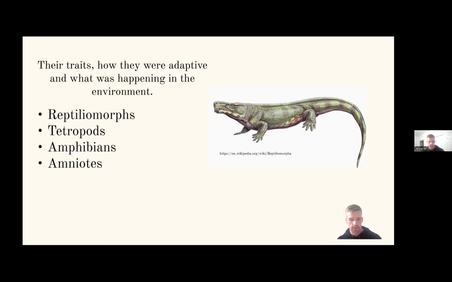So tetrapods, I've already been talking about those. These are fish to walkers, so to speak. Skeletons adapting, heavier to support the terrestrial. Distinct necks are key traits here.